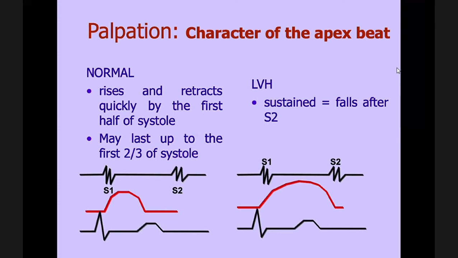So with palpation, what's the character of your apex beat? Normally it rises and retracts quickly by the first half of systole. It may last up to the first 2/3 of systole. However, if you have left ventricular hypertrophy, you will have a sustained apex beat that falls after your S2.